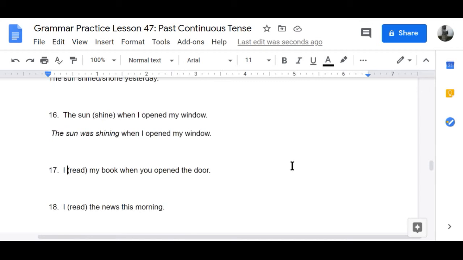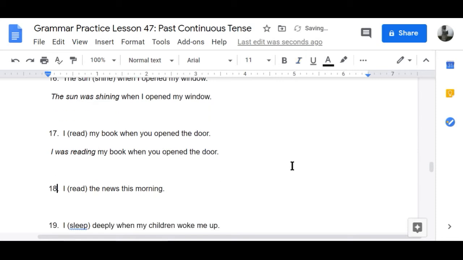17. My book, when you opened the door and ruined everything again. I was reading my book. Seriously, guys, I hate being interrupted. What about you? I was reading my book when you opened the door. 18. The news this morning.